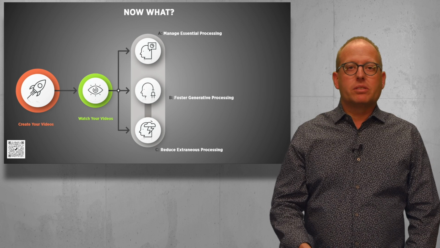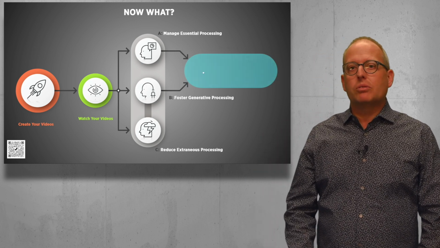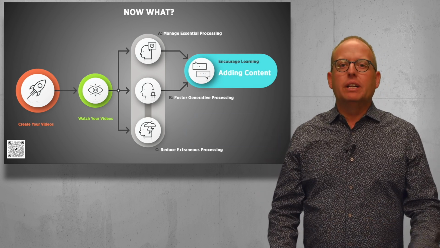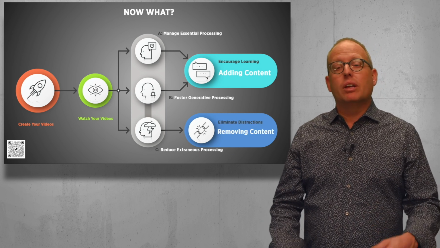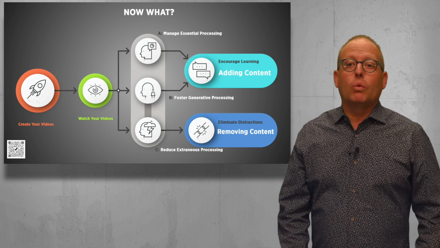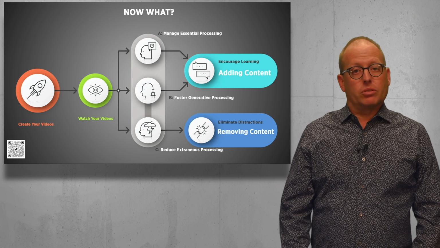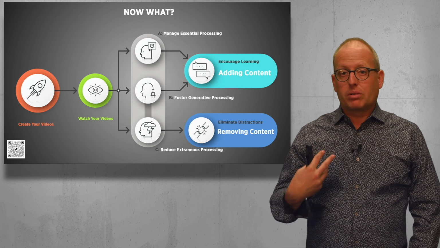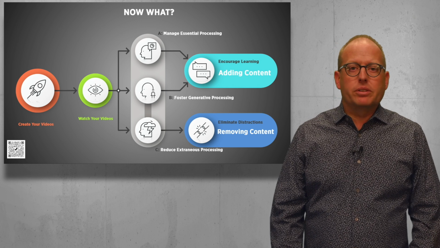Managing essential processing, we didn't get to, obviously, and fostering generative processing, but those are the two elements where you're adding content, encouraging learning. Reducing extraneous processing, in many cases, is removing distracting content. And that's really what the extraneous processing concept is all about, is removing those distractions, not only your own personal tics, but removing content that is confusing to your students.